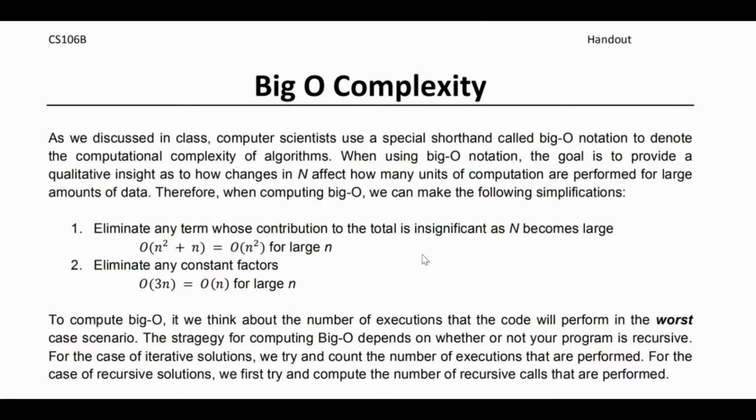When using big O notation, the goal is, again, to provide a qualitative insight as to how changes in n, the input size, affect how many units of computation are performed. This is referring to time complexity performed for large amounts of data. So take note always that big O refers to the worst case behavior of an algorithm in terms of its running time when the input size becomes very large.